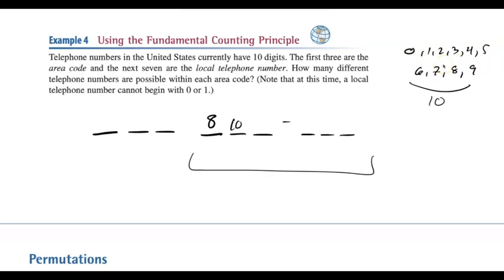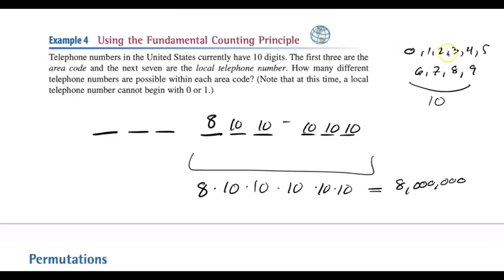So we have 10, 10, 10, 10, 10. We just have to multiply all of them together to find all the different possibilities. If we do that, we get 8 million. Within each area code, there's about 8 million possibilities. It's a lot.